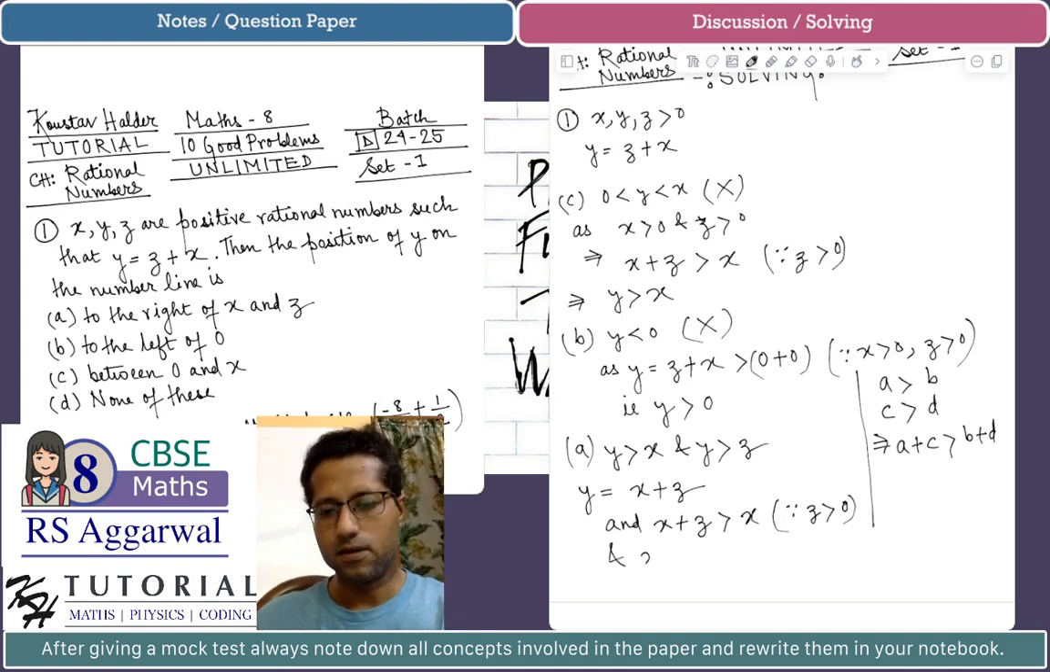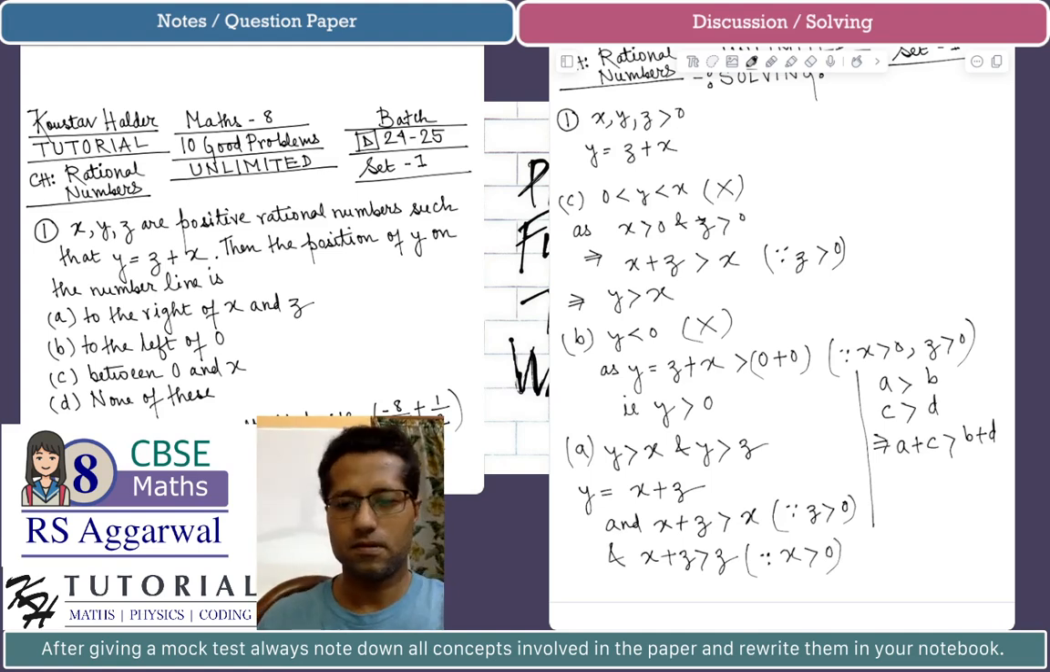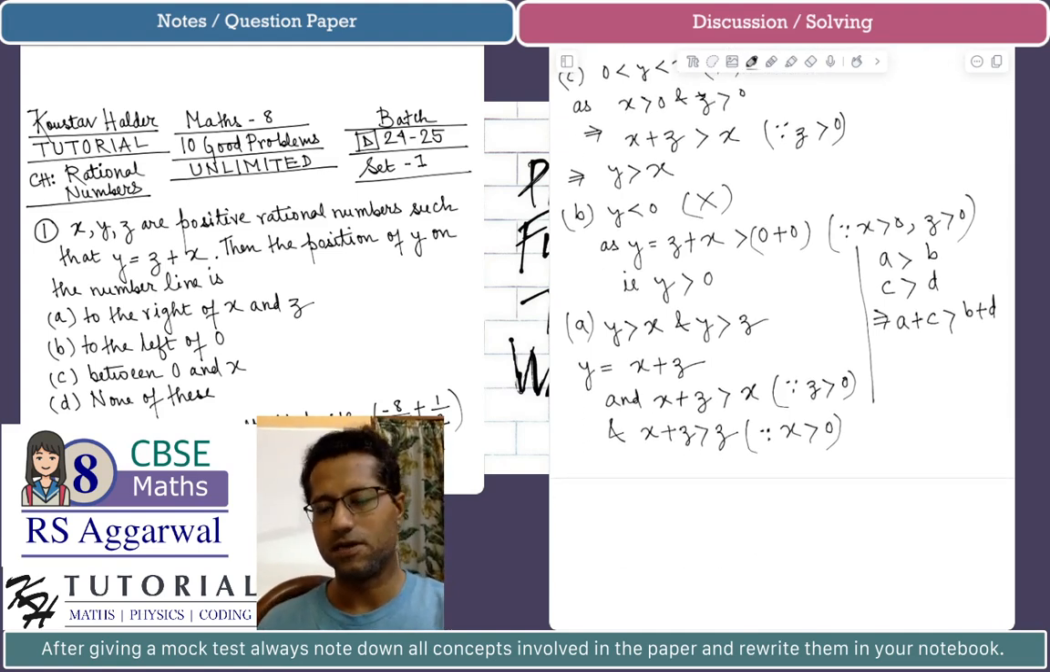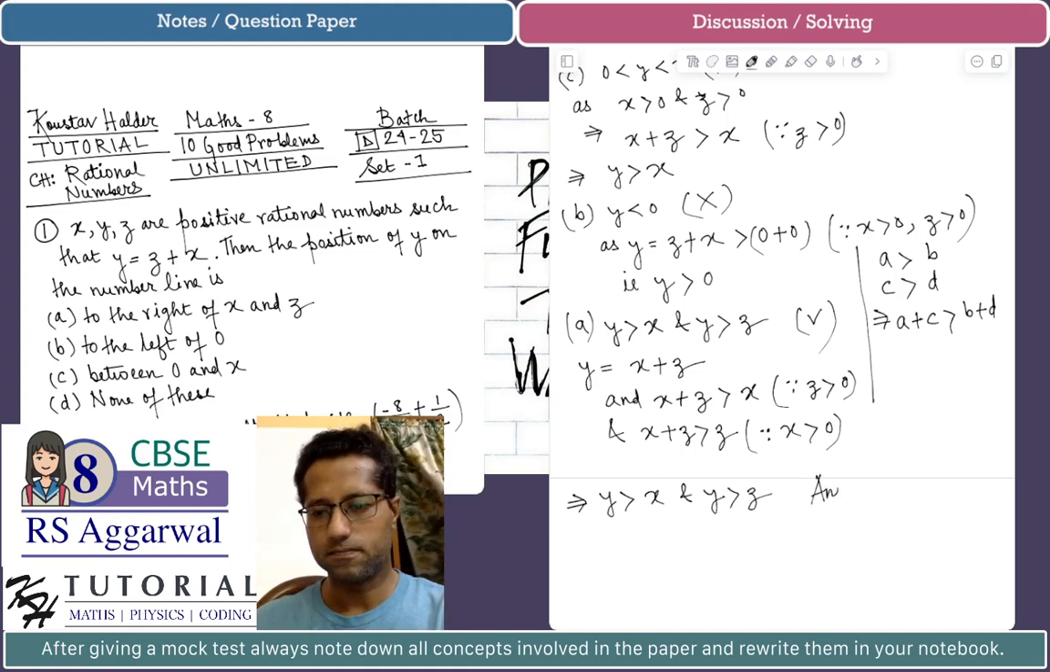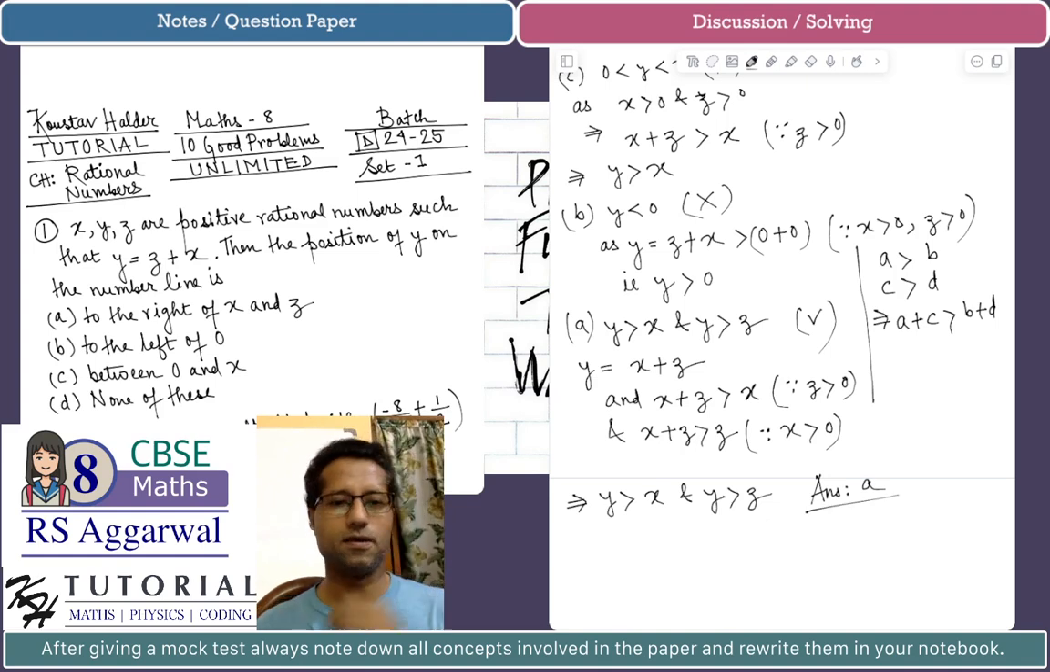And x plus z will also be greater than z. Why? Because x is greater than 0. So we are getting x plus z is greater than x and x plus z is greater than z. This implies, since we know that x plus z is nothing but y, so we can say that y is greater than x and y is greater than z. So choice A is correct. Hence, the correct choice is A. Y lies to the right of x and z.